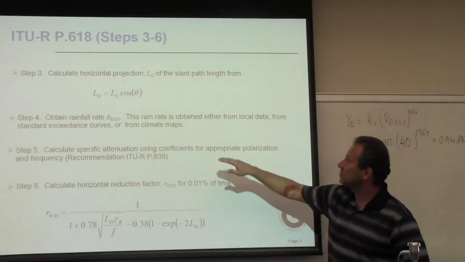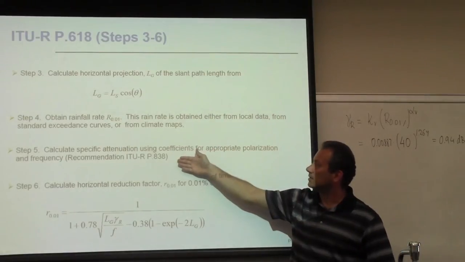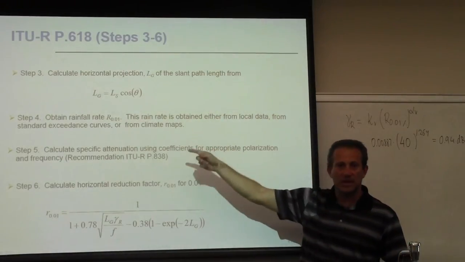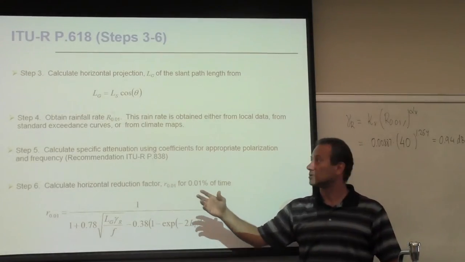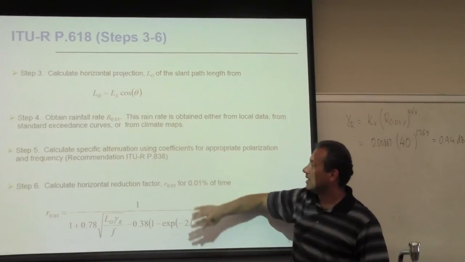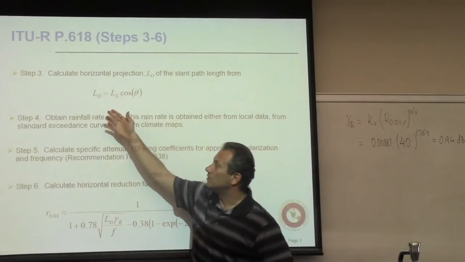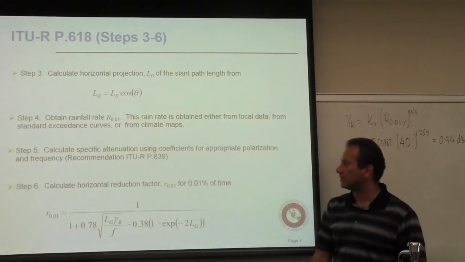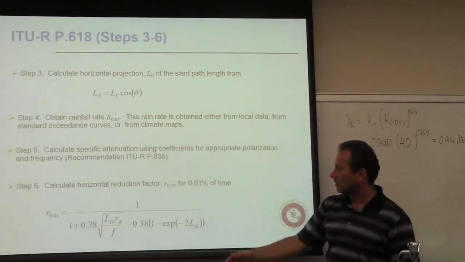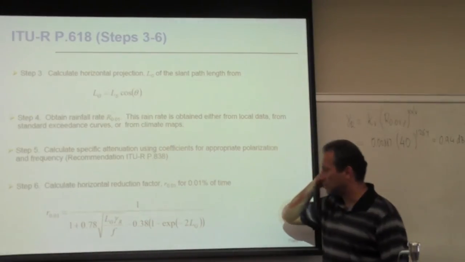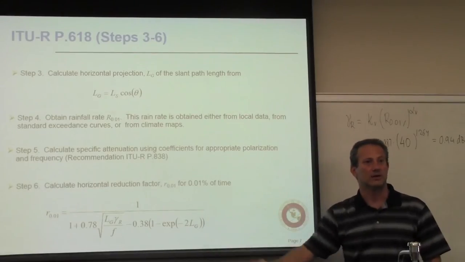Then, once you know the rain rate, you use, based on recommendation 838, which is the table that I gave you with coefficients K and alpha, you can calculate specific attenuation. So this calculates specific attenuation. And then we have two reduction factors that transform this LS into an effective path. First one is your horizontal reduction factor that depends on your frequency and your specific attenuation and so on. This equation obviously has no physical meaning, it's just a fit to the data, right?